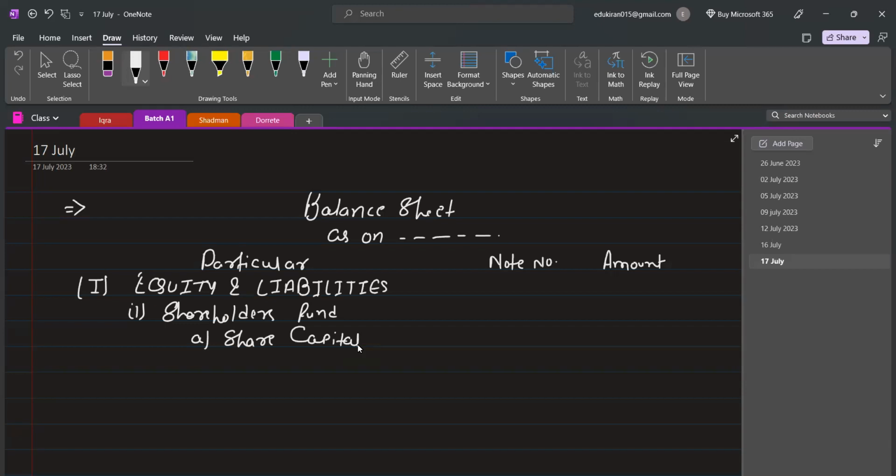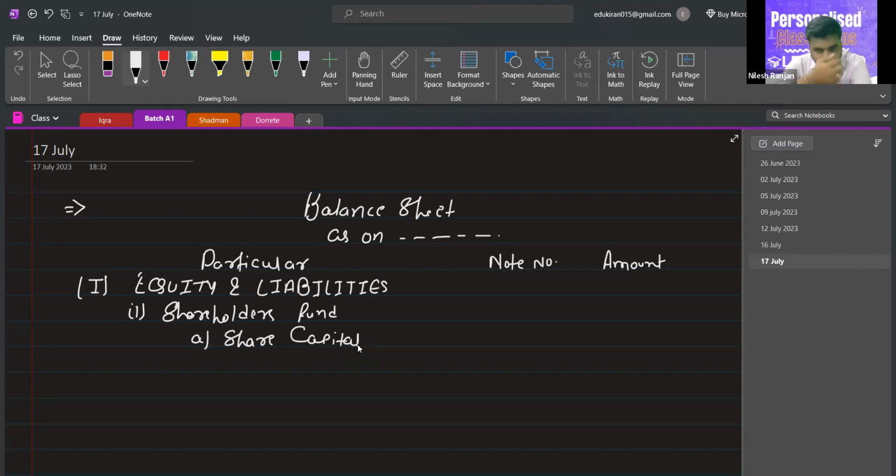So, authorized capital is the capital at the time of the registration, and it is the maximum capital for a company. Very good. Issued capital is a part of authorized capital, for which the company invites application from the public. Okay. Very good. Subscribed capital is a part of issued capital, and it is the number of shares for which application is received. Very good.